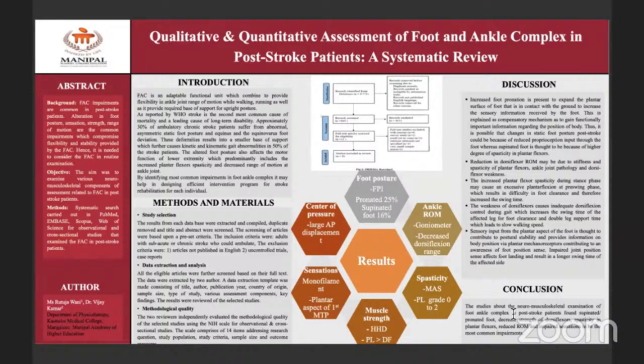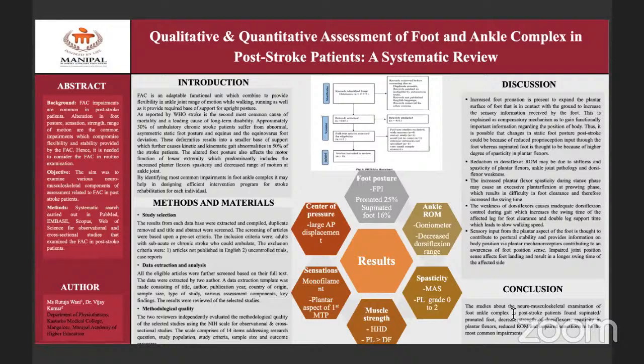The next component, reduced dorsiflexion range of motion, can be due to stiffness and increased spasticity in plantar flexors, ankle joint pathology, and dorsiflexor weakness. The increased plantar flexor spasticity during stance phase may cause an excessive plantar flexion at pre-swing phase, which results in difficulty in foot clearance and therefore increases swing time. The weakness of dorsiflexors causes inadequate dorsiflexion control during gait, which increases the swing time of the affected leg for foot clearance and double leg support time, which leads to slow walking speed.